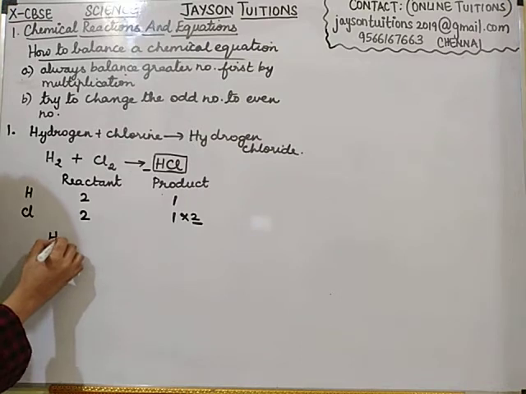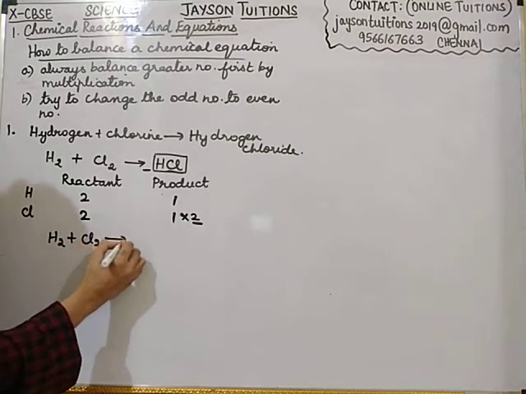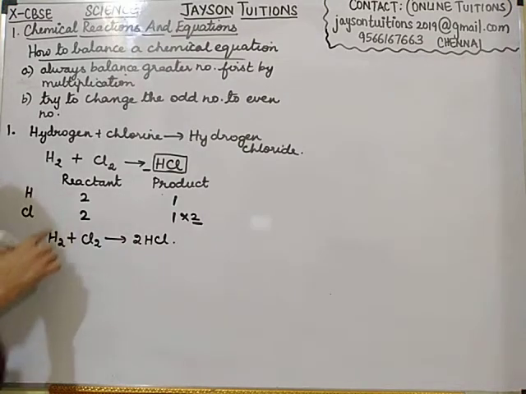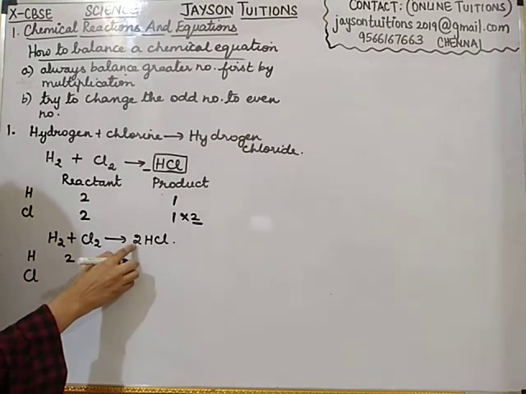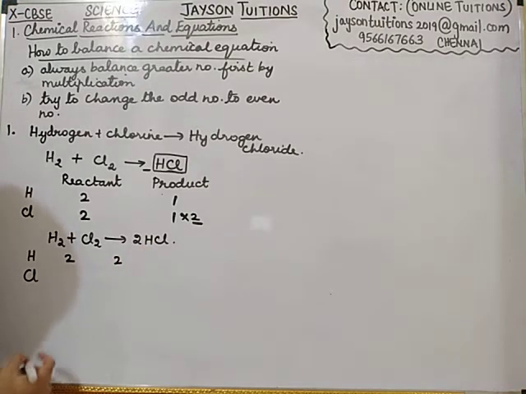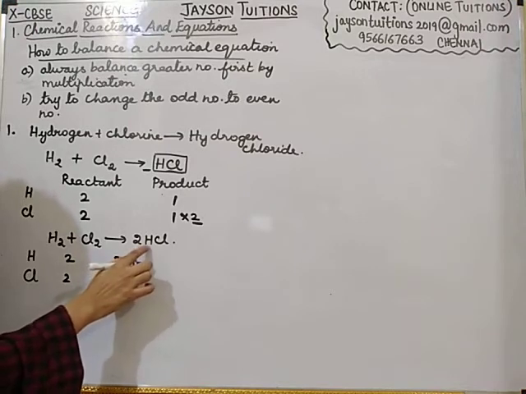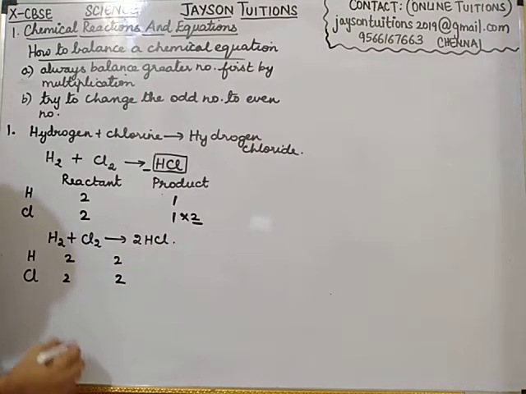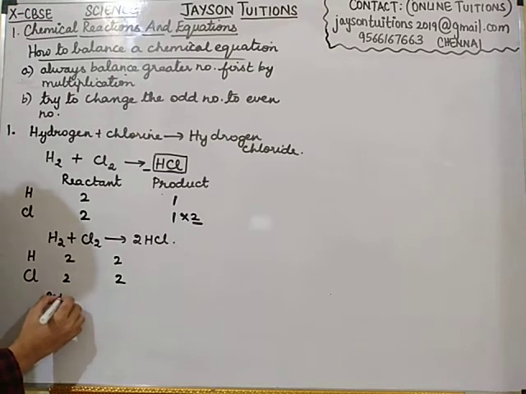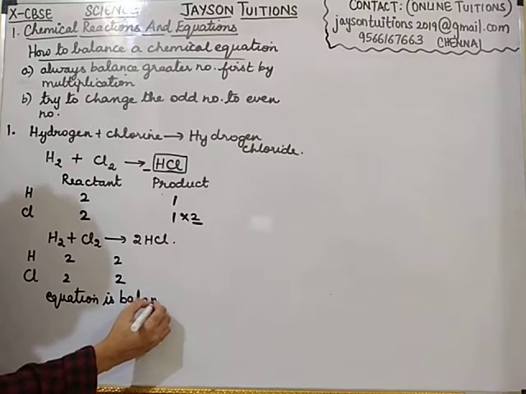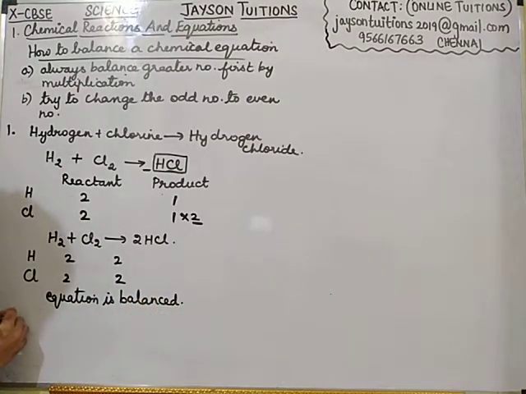So I will be getting H2 plus Cl2 gives 2HCl. Now again if I check, this side 2 hydrogens, this side 2 ones are 2 hydrogen. This side 2 chlorines, this side 2 ones are 2 chlorine. This 2 is common for both hydrogen and chlorine. Hence the equation is balanced.